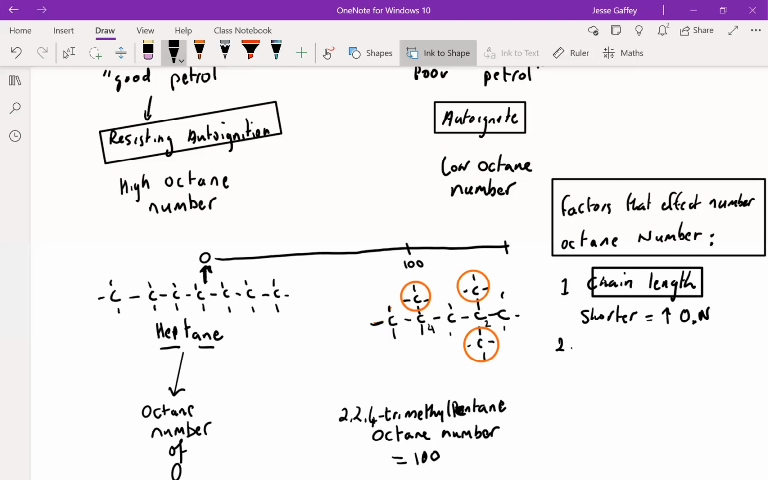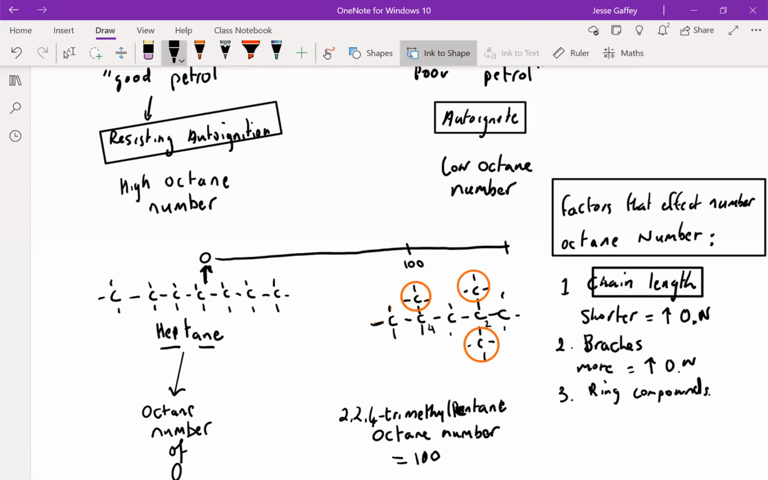Number 2, branches. If branches are present, the more branches, the higher the octane number. Number 3, ringed compounds also affect octane number. So these are the main things which are going to affect octane number: the chain length, the presence of branches, and the ringed compounds.